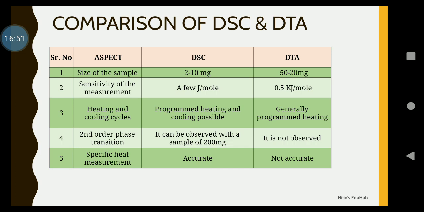Heating and cooling cycles: well-programmed heating and cooling is possible in the case of DSC, but only programmed heating is possible in the case of DTA. Cooling should be done separately. Second order phase transition can be observed with a sample of 200 milligrams, and it is not observed in the case of DTA. Specific heat measurement is very accurate in the case of DSC, but it is less accurate or not accurate in the case of DTA.